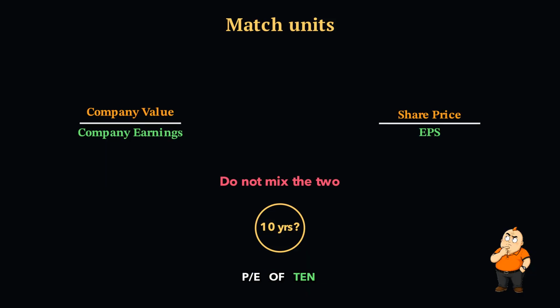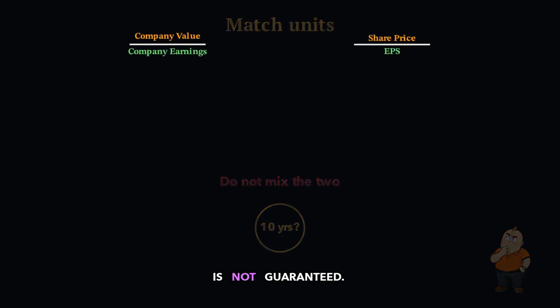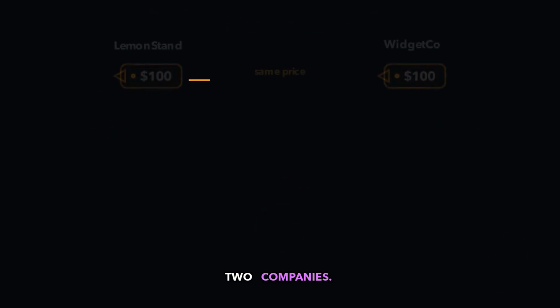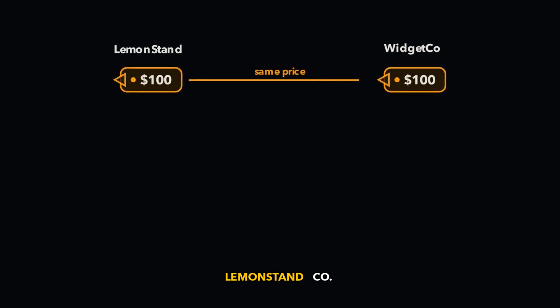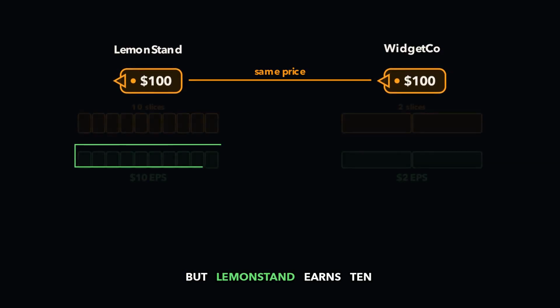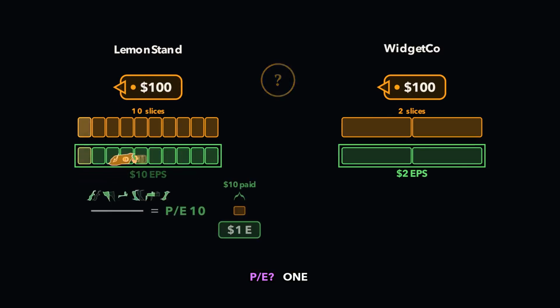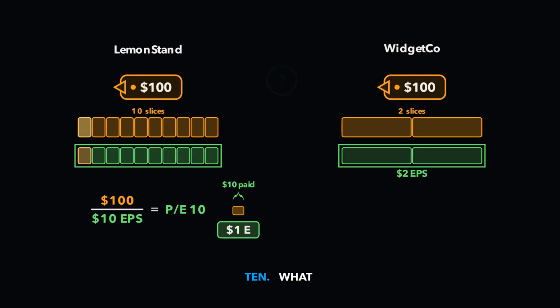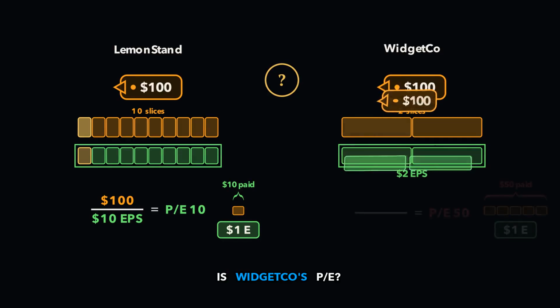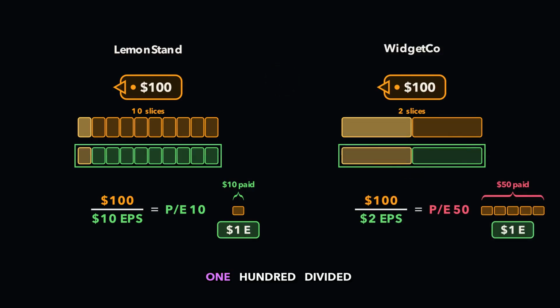A PE of 10 can sound like a 10-year payback, but it is not guaranteed. Now your turn. 2 companies, same share price. Lemon Stand Co. is $100. Widget Co. is also $100, but Lemon Stand earns $10 per share. Widget Co. earns $2 per share. So what is Lemon Stand's PE? 100 divided by 10. 10. What is Widget Co.'s PE? 100 divided by 2. 50.